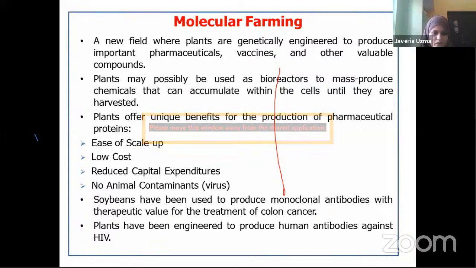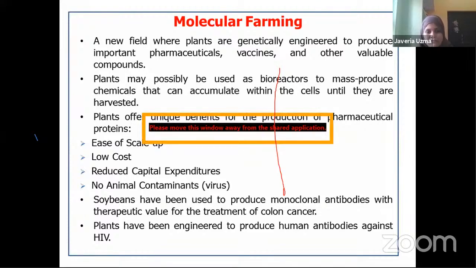They will be cheap with reduced capital expenditure, and there will be no animal contaminants. In a bioreactor, if any viral or fungal contamination is there, the whole product will go waste. That will be avoided in plants. So this is one more application of transgenic technology.